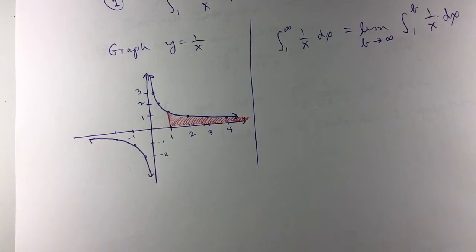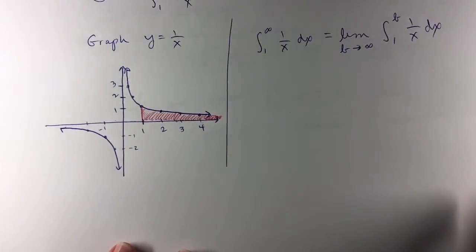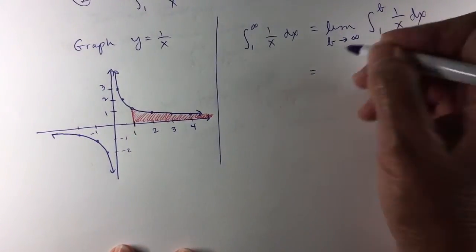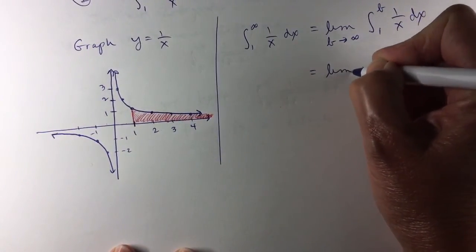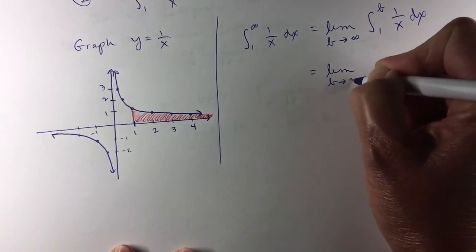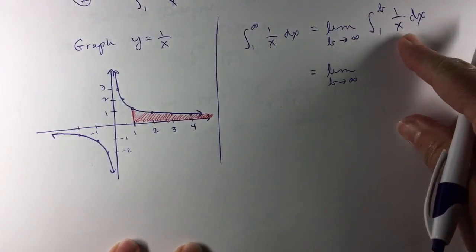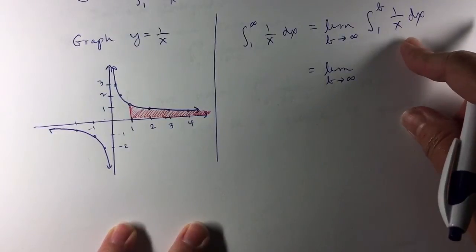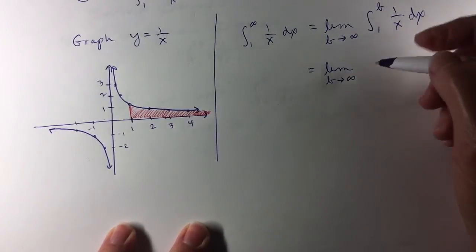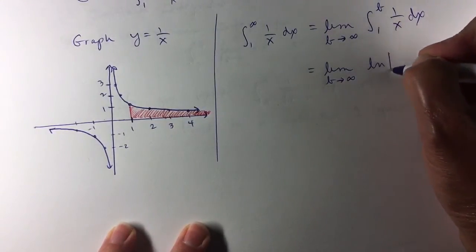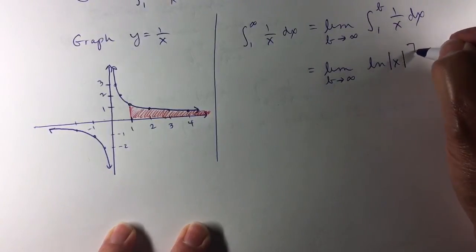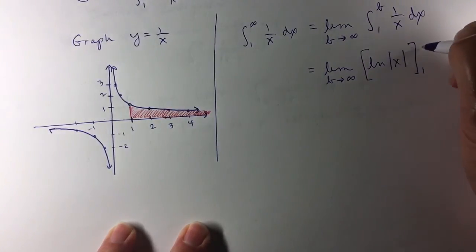The biggest mistake students will make is they do not write it as a limit. About half the class will leave that off. So, write it as a limit. I'll do the limit as b approaches infinity. What's the antiderivative of 1 over x dx? ln, natural log, absolute value of x. That's going to go from 1 to b.